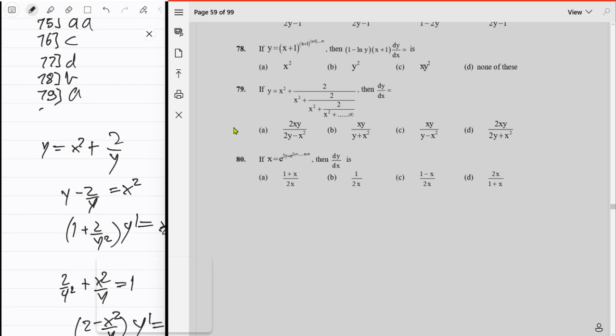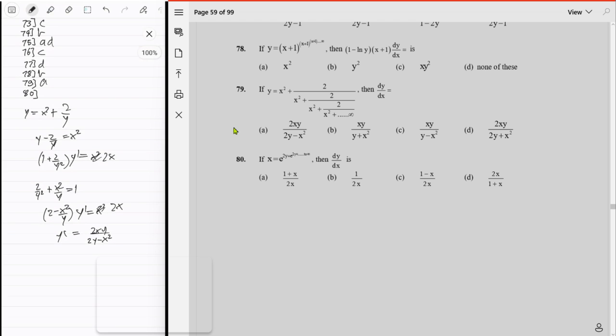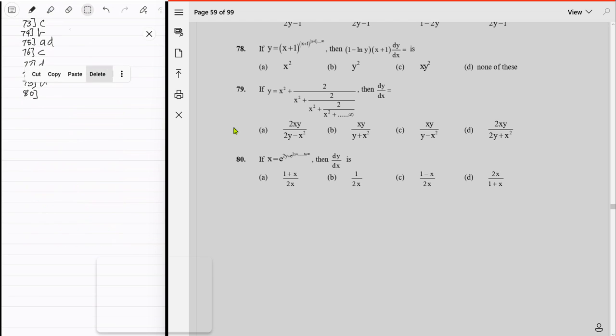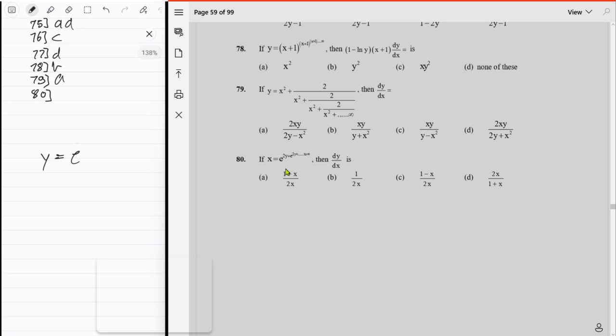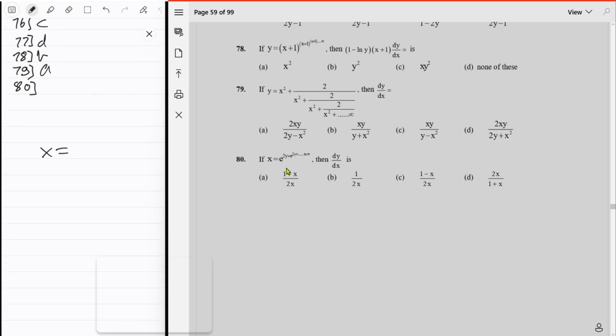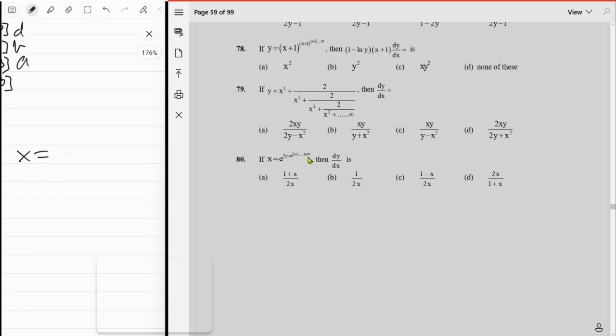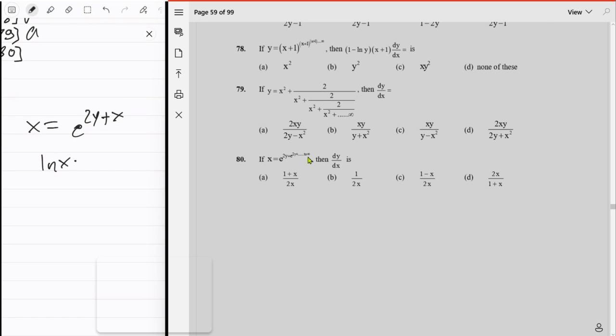Next question. 80. 80 is y equal to this thing. Then once again, let me guess, you want dy upon dx. So e power 2y plus e power 5. Okay, x is given as a function of y, fine. Or it's not exactly a function, it's whatever this thing is. E power 2y plus, this thing is just, once again, x, right? So natural log of x is equal to 2y plus x. So basically y is equal to 1 upon 2 natural log of x minus x.